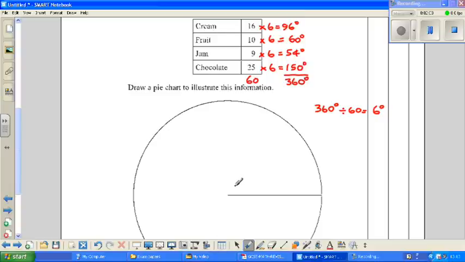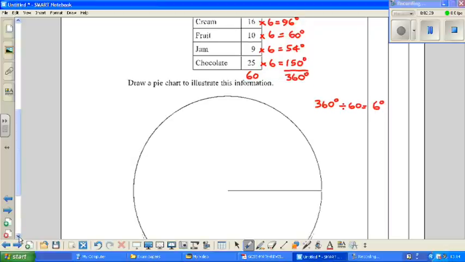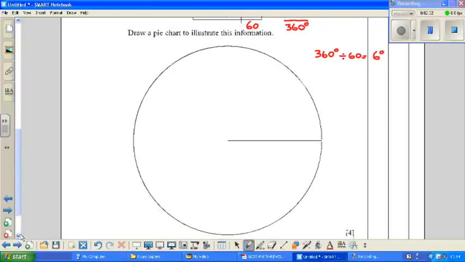From the last line you drew, you're going to measure the next angle, which is 60 degrees. From the last line you drew, you're going to measure the next angle, which is 54 degrees. And then finally, when you measure the last angle to close up the pie chart, it should be 150 degrees. Then obviously if your angles are correct and you've got all your sections labeled, you'll get all the marks for your pie chart, which is 4 marks.